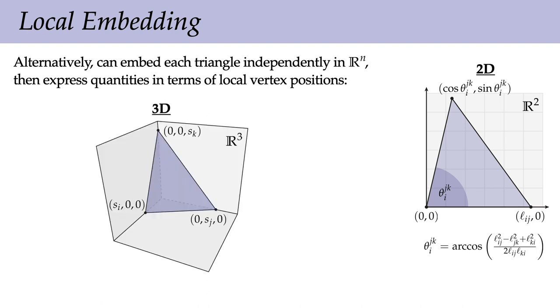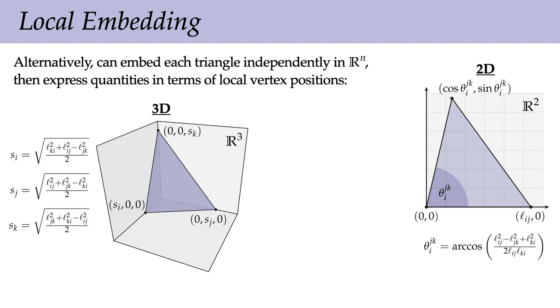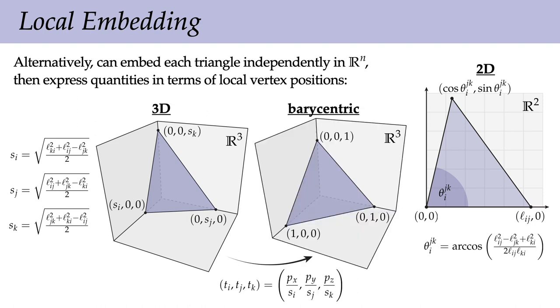Another nice way to do this is to embed your triangle in three dimensions. So I'm going to stick the three vertices along the three axes x, y, and z. And a little formula, again looking kind of like the law of cosines, tells me where to put these vertices. This is a particularly nice embedding because now if I want to go back and forth between these vertex coordinates and my barycentric coordinates, I just divide by the distance along the x, y, and z axes. Okay? But however you do it, from here it's easy to read off the area, read off the angles, define the gradient, whatever you need to do.